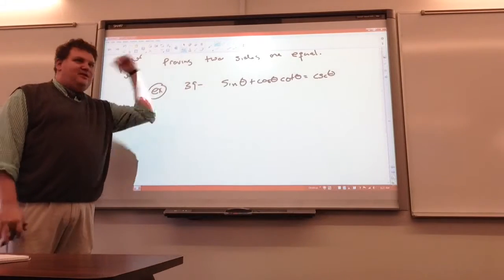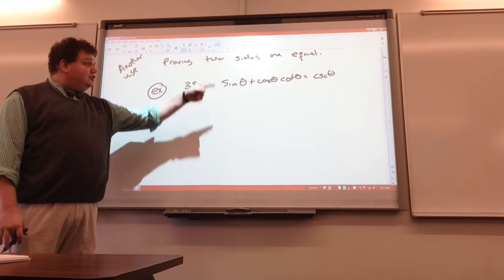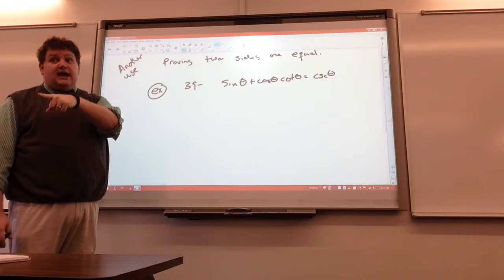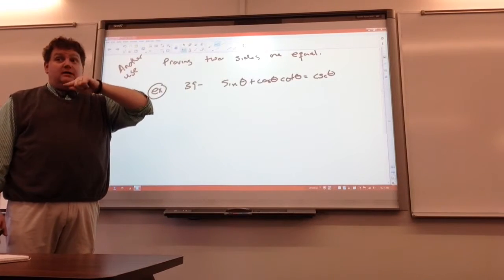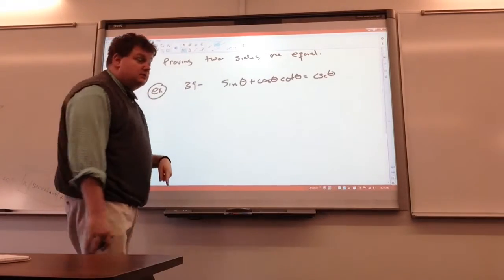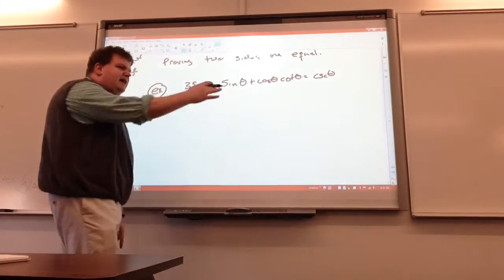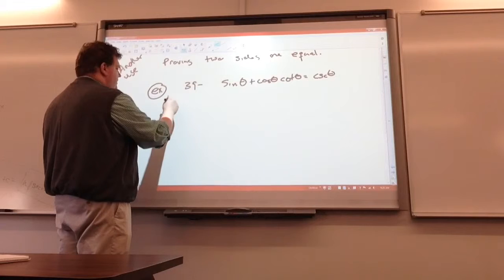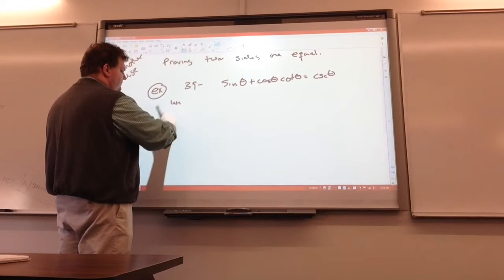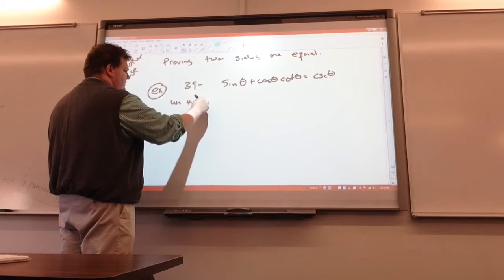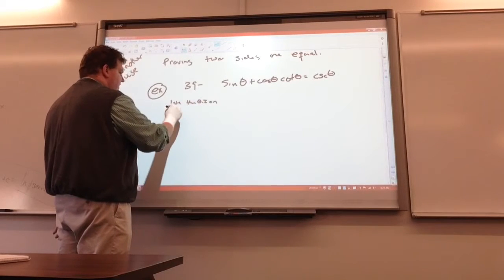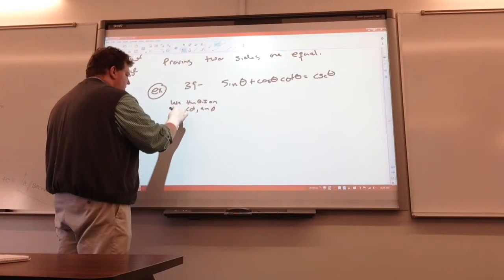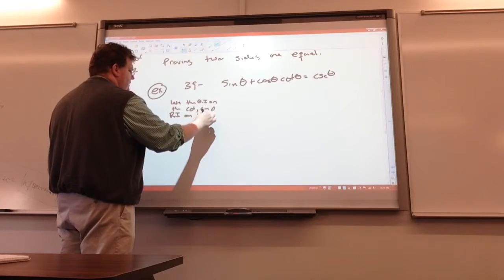How could I get rid of them? I could turn the cotangent into cosine over sine. And the cosecant becomes what? 1 over sine, right? If I wanted to write all the steps, and when you first get used to this it might be useful to do, I can come up here and say use the quotient identity on the cotangent and the reciprocal identity on the cosecant.